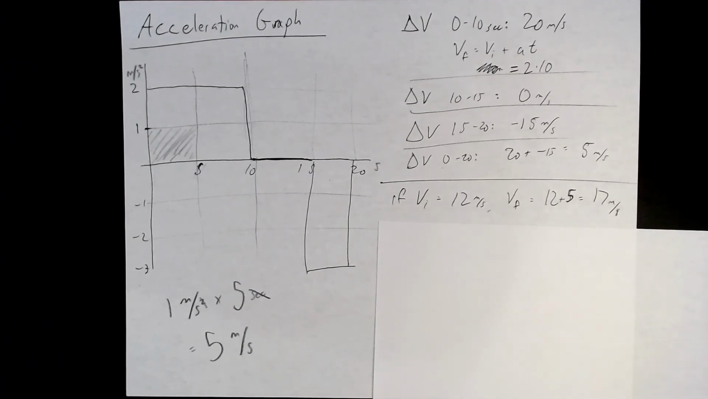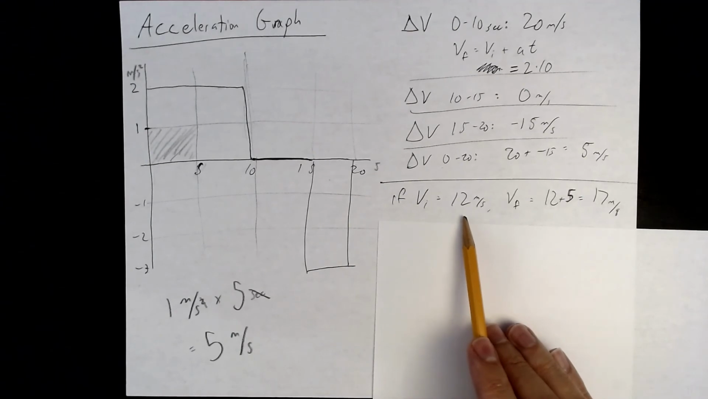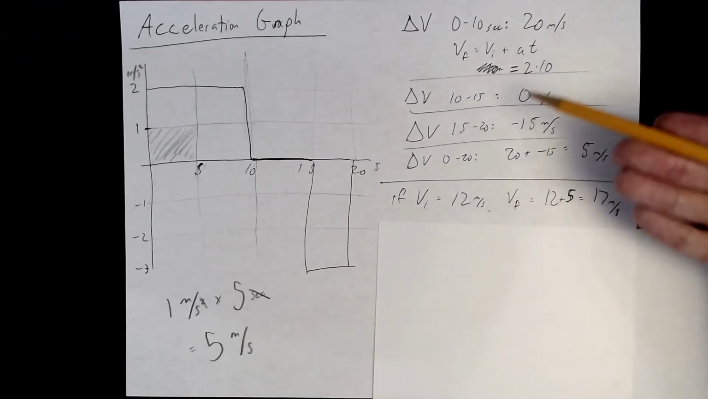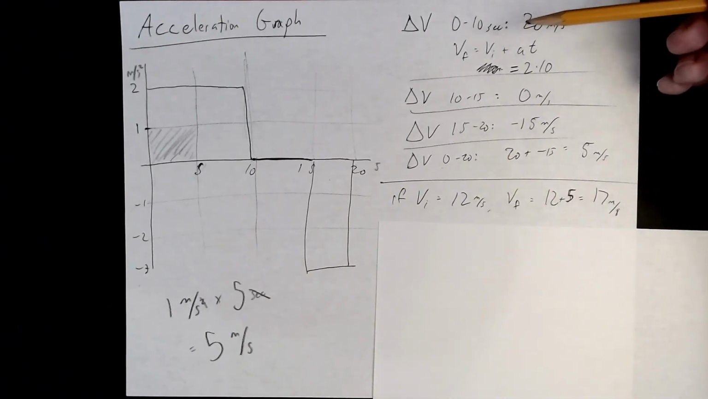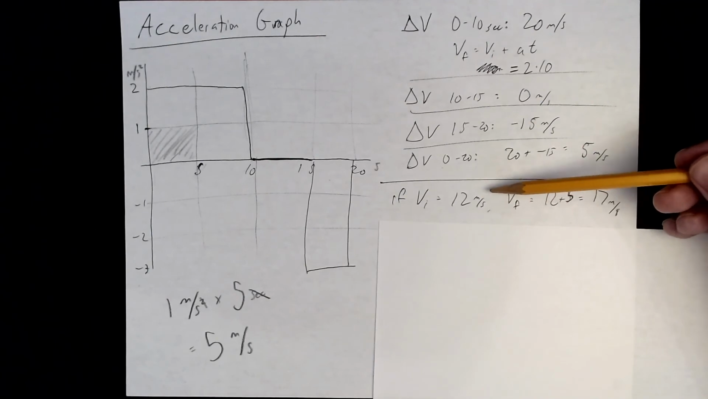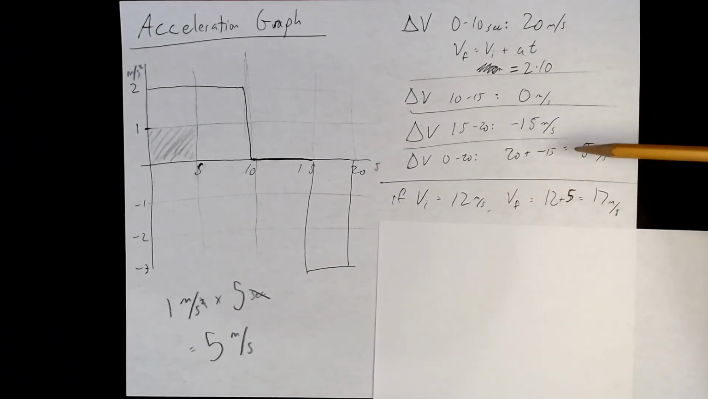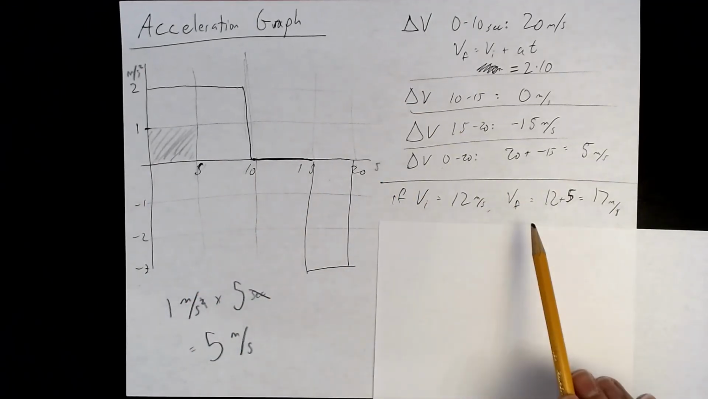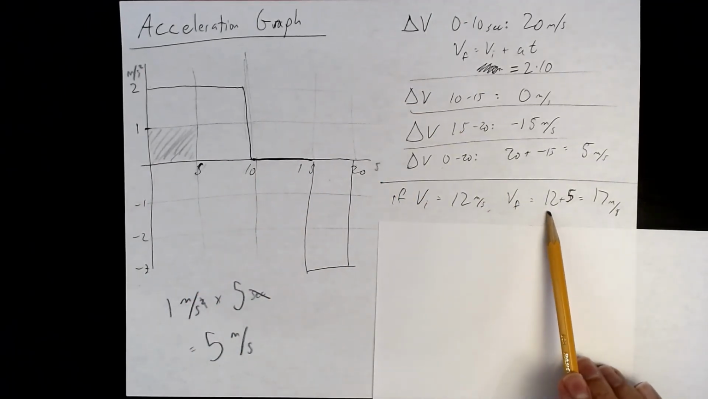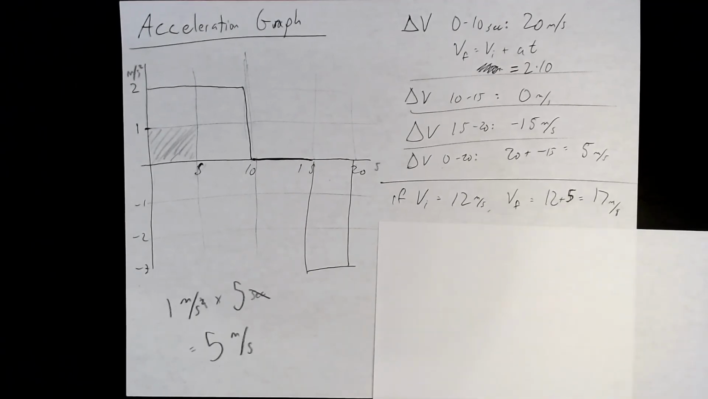Well, if our initial velocity was actually 12 meters per second, let's just say, we never really talked about what the initial velocity would be. All the way up here I said, let's just say it's 0. What if that's a lie? What if it's not 0? What if the initial velocity was actually 12 meters per second? Well, if our change in velocity is 5 meters per second from that point to that point, then our final velocity must be 12, our initial, plus our change, 5, which is 17 meters per second.